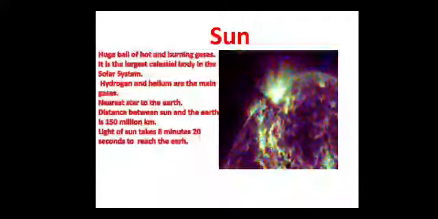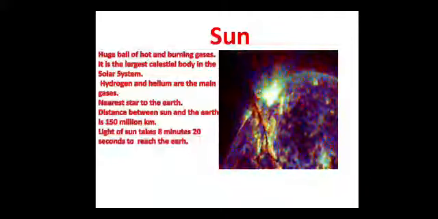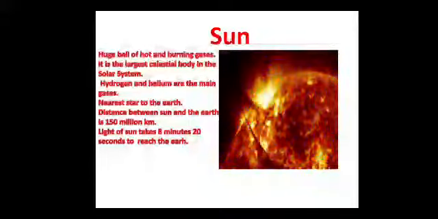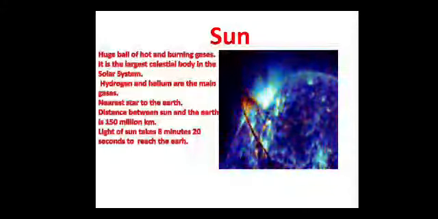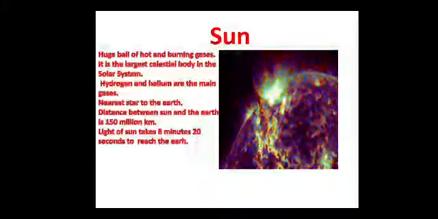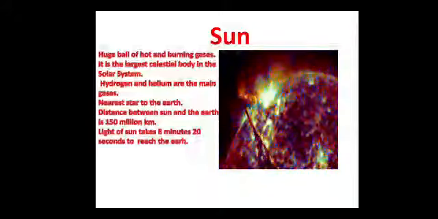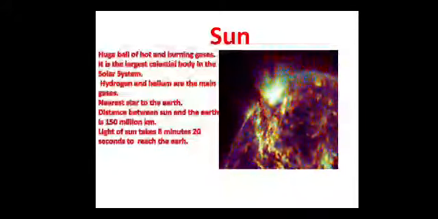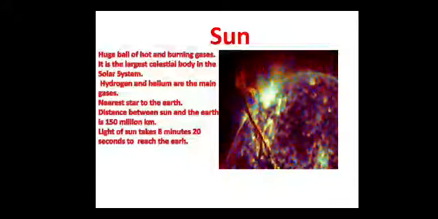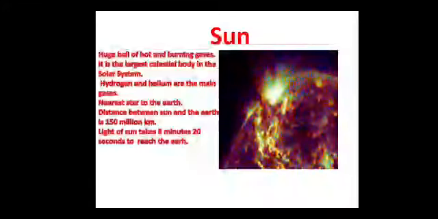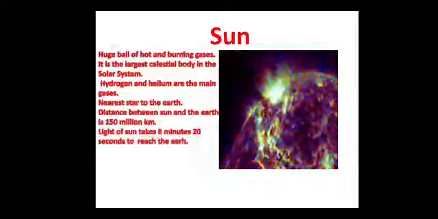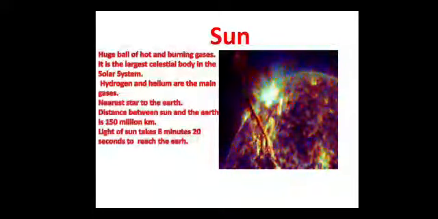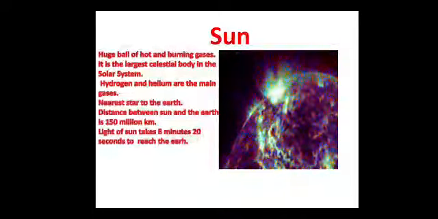Sun is the center of the solar system. It is a huge ball of hot and burning gases. Hydrogen and helium are the main gases present in the sun. Hydrogen gets converted into helium all the time, and in this process, a tremendous amount of heat is given out.